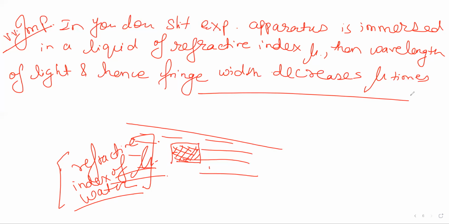Why is this happening? Because whenever light comes from a rarer towards a denser medium, its wavelength decreases, since some of the light goes inside the water and some of the light is reflected also. Because of that, on the surface of the water at the sea or ocean, we see the sparkling effect because of the reflection of the light.